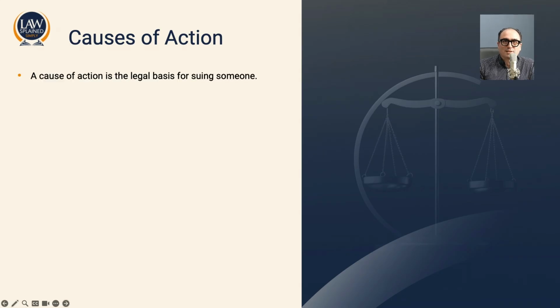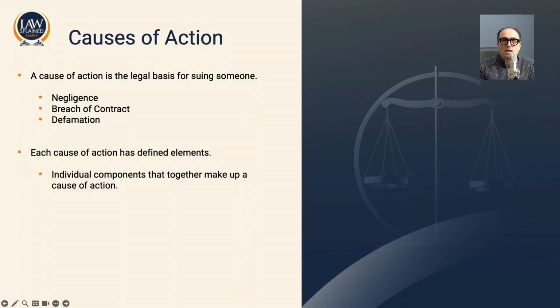A cause of action is a legal basis for suing somebody. So for example, there's a cause of action of negligence. There's a cause of action for breach of contract. There's a cause of action for defamation. And then what's not on the list, for example, fraud. And there are many other causes of action that you could look to when you're seeking relief against a defendant.